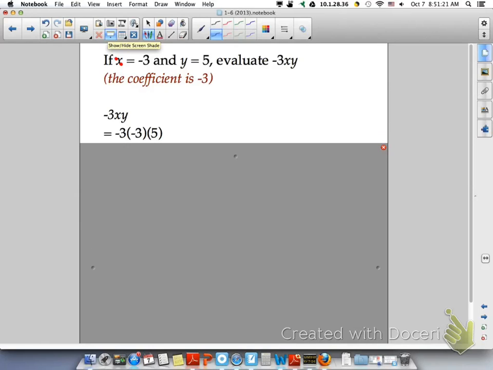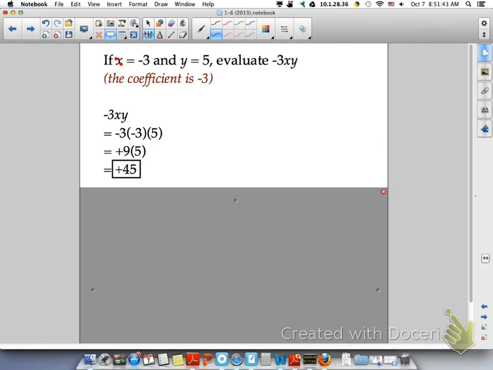So it's going to be negative 3 times negative 3 times positive 5. Now let's figure out what the net value is going to be. Negative times negative is positive, times positive is positive. Now multiply the constants. 3 times 3 is 9, times 5 is 45. So you have positive 45.